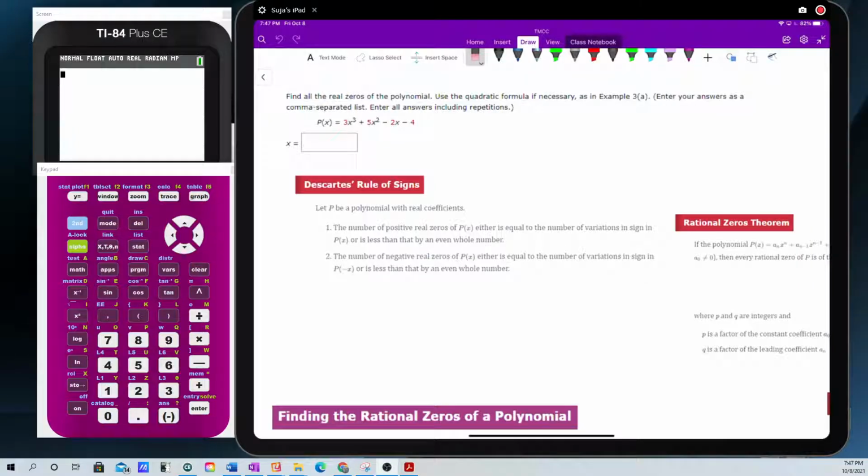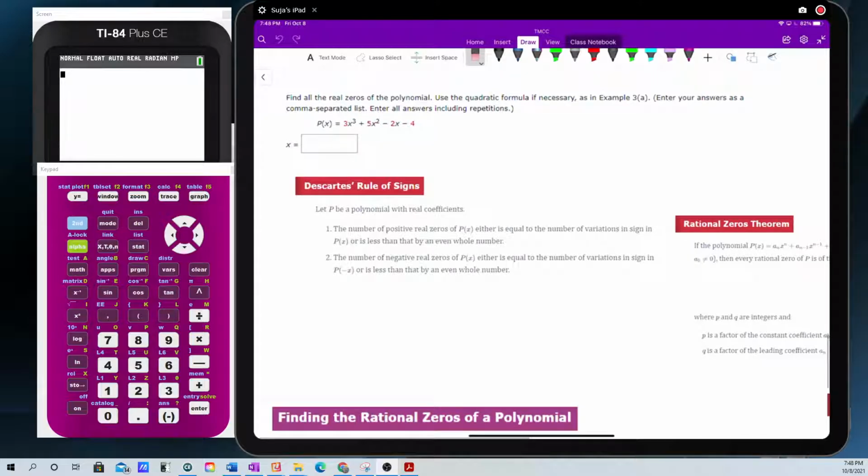In this problem, I'm finding all the real zeros of the polynomial, and it's also saying use the quadratic formula if necessary. So if I'm ending up with a second degree polynomial and it cannot be factored, then I will be using the quadratic formula. Okay, so to begin with, let me start this problem with Descartes' rule of signs.